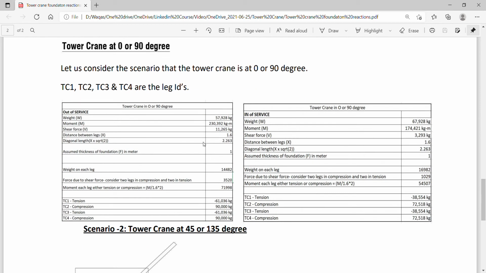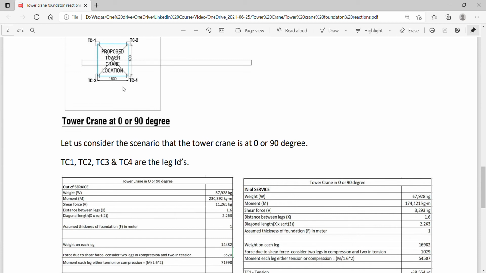In other words, F, which is the shear force, multiplied by the thickness of the foundation, which is 1 meter, will make a moment. That moment will be divided by the distance between the legs, which is 1.6, which will create tension and compression. So from the shear force, I create a moment which is force into the thickness of the foundation, and that moment will be divided by the gap or length distance between the two legs, which is 1.6.